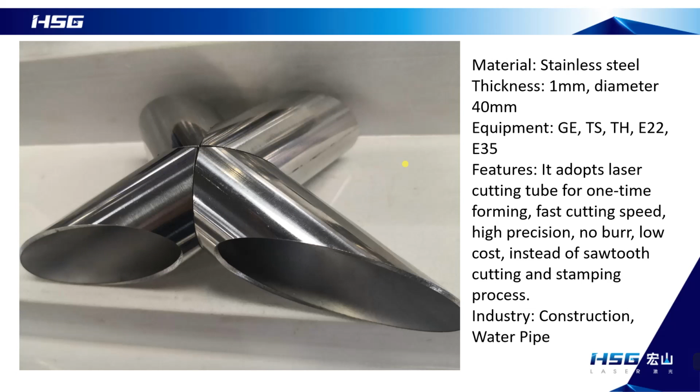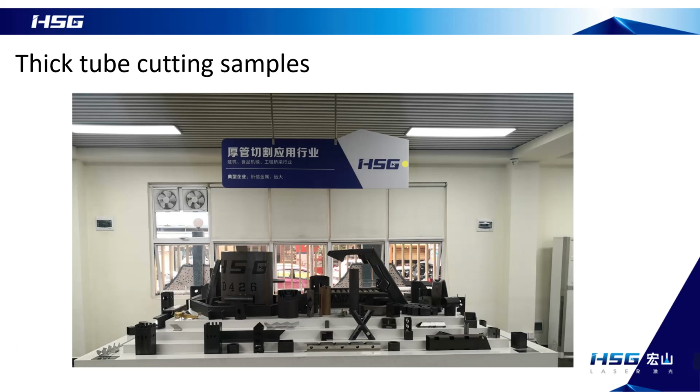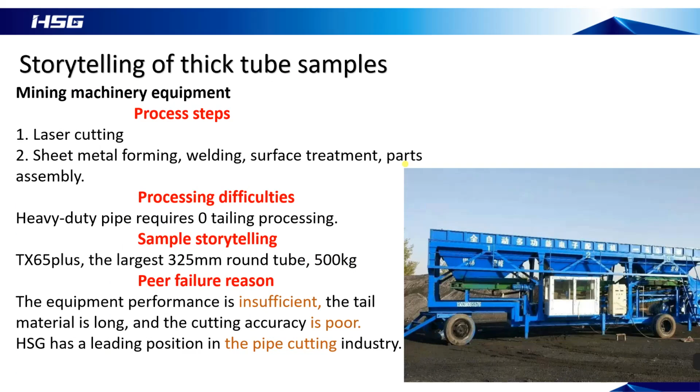Then let's take a look at some cutting samples of thick pipe. It is mainly used in mining machines and is very thick. The first step of the process is to use laser cutting to cut the material, and second is to use sheet metal forming to weld, and then carry out surface treatment and assembly of parts. The difficulties are, first, the material is heavy duty. The second requires zero-tail cutting.